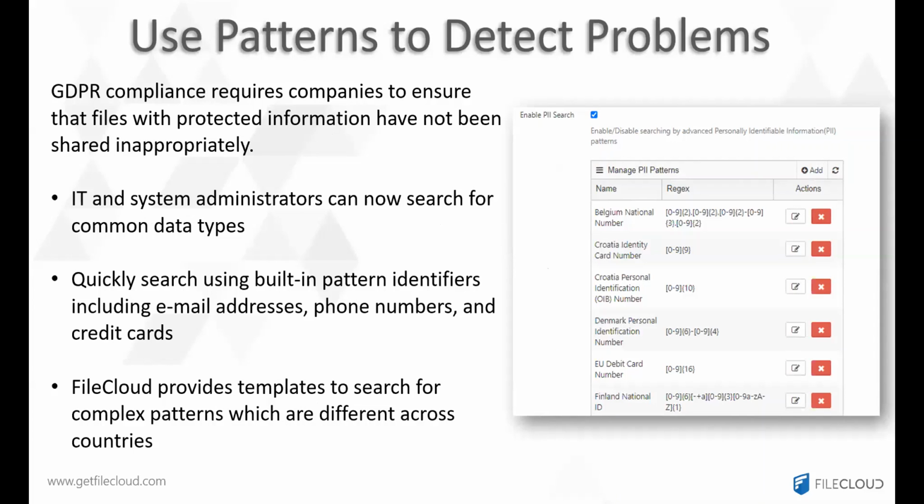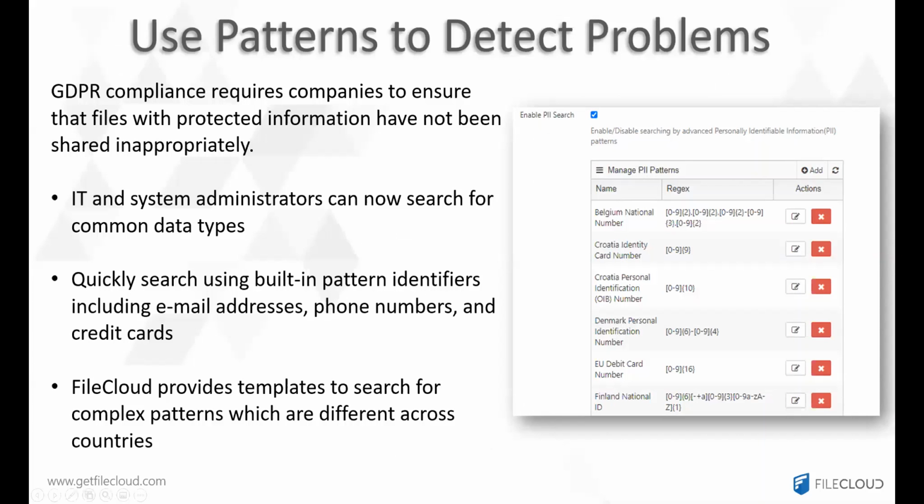And use patterns to detect problems. GDPR compliance requires companies to ensure that files with protected information have not been shared inappropriately. IT system administrators can now search for common data types. Quickly search using built-in pattern identifiers, including email addresses, phone numbers, and credit cards. FileCloud as well provides templates to search for complex patterns which are different across countries.